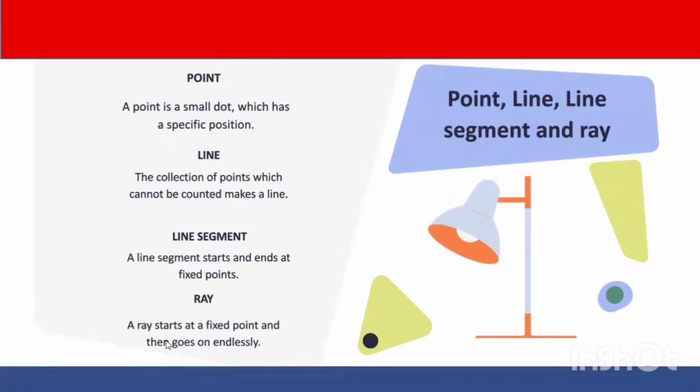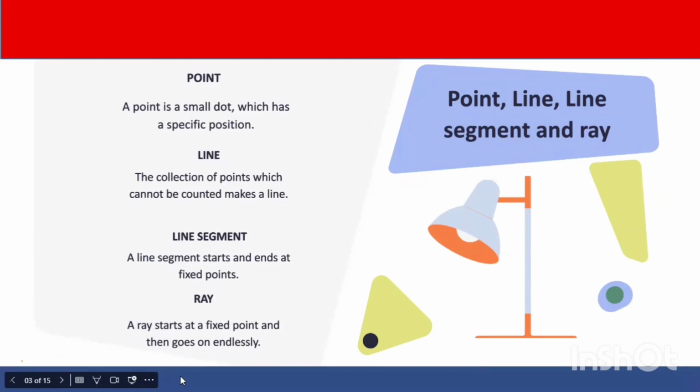Now, what is a point? Points are represented by a dot and are named by capital letters, serving as the basic building blocks from which the lines, planes and the other geometric figures are constructed. It has no length or width, just a location.